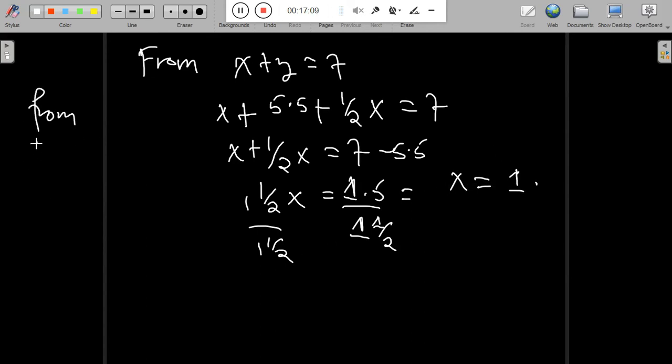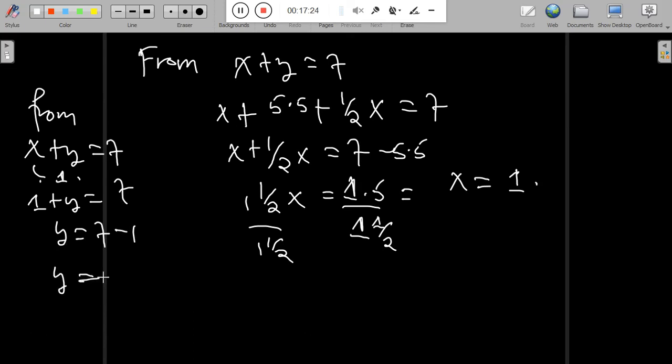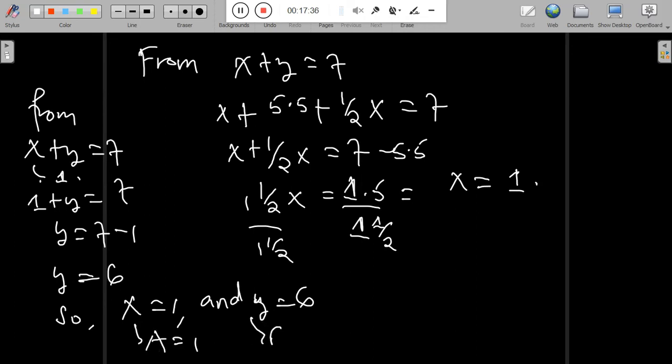Now, since our x is equal to 1, we plug it again into the budget constraint to solve the value of y. This will give you 1 plus y is equal to 7. So our y will be 7 minus 1. That will give you y is equal to 6. So the consumption bundle for A and B that is required for maximization will be A is equal to 1 and B is equal to 6.